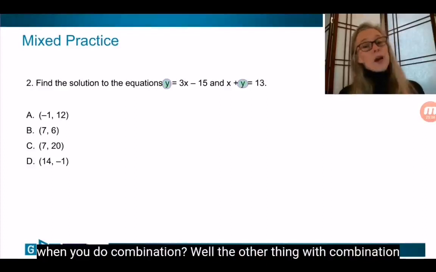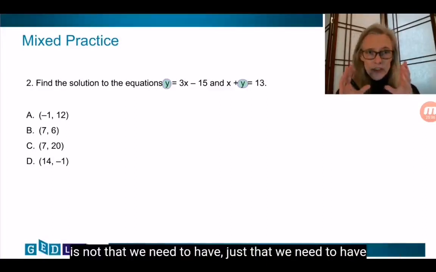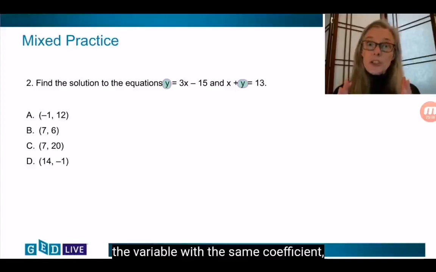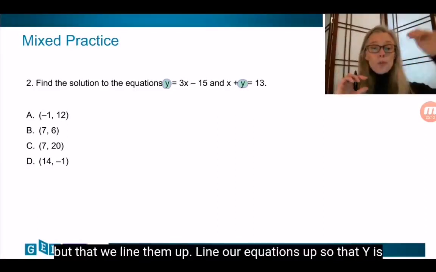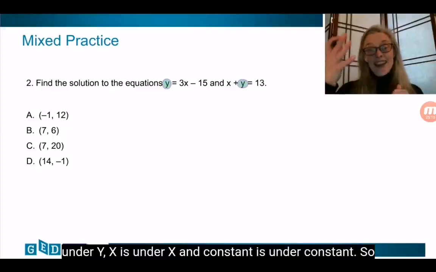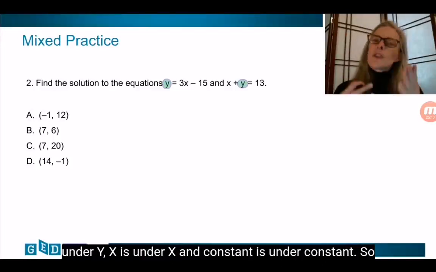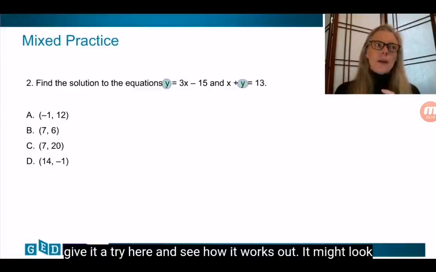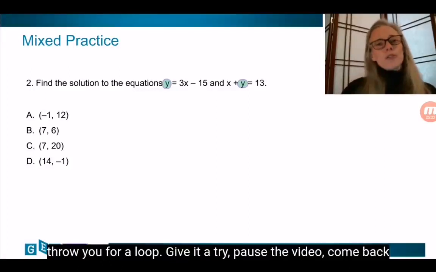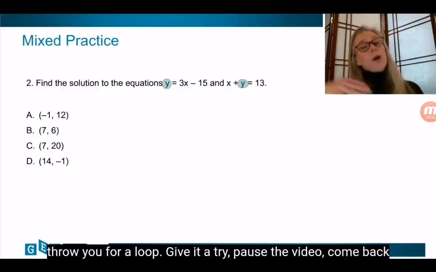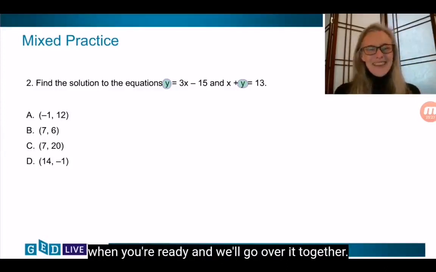Well, the other thing with combination is not that we need to have the variable with the same coefficient, but that we line our equations up so that y is under y, x is under x, and constant is under constant. So give that a try here and see how it works out. It might look a little different, but don't let that throw you for a loop. Give it a try, pause the video, come back when you're ready, and we will go over it together.